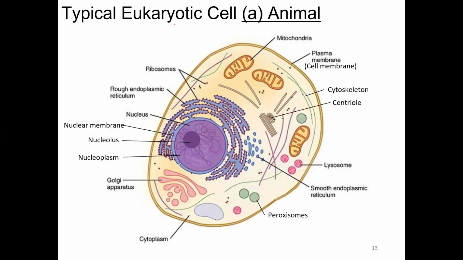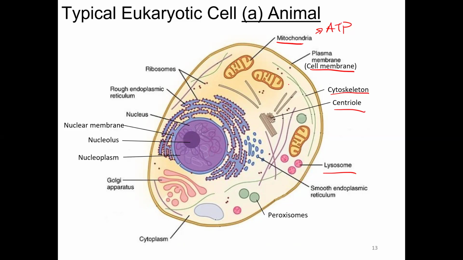So this is what a typical eukaryotic cell is going to look like for animals. You can see that we have a mitochondria. If you think back to high school, this is the powerhouse of the cell because it is going to produce our ATP. Our plasma membrane, or in this case, our cell membrane, remember, makes that barrier between the inside and outside. We have cytoskeletons, centrioles, lysosomes, the smooth endoplasmic reticulum. We have ribosomes here, rough ER, the nucleus, and then remember within our nucleus, we're going to have our nuclear membrane, nucleolus, and our nucleoplasm, Golgi apparatuses, and things like that.